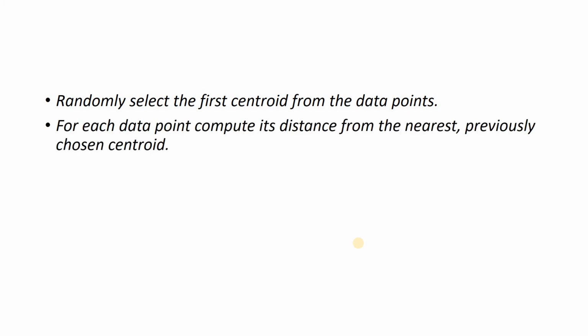Step 2, for each data point, compute its distance from the nearest previously chosen cluster. Okay, I hope you can relate. Don't compute distance with respect to any random cluster center. Just compute the distance with respect to the nearest cluster, and the nearest cluster is what we have chosen till now, that is, the previously chosen cluster. With respect to that, whatever is the nearest cluster, from that particular data point to that cluster, you compute the distance.